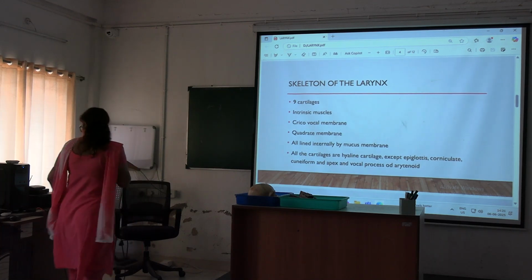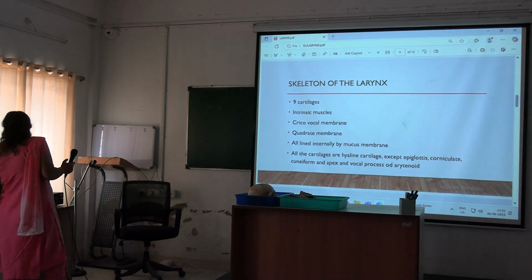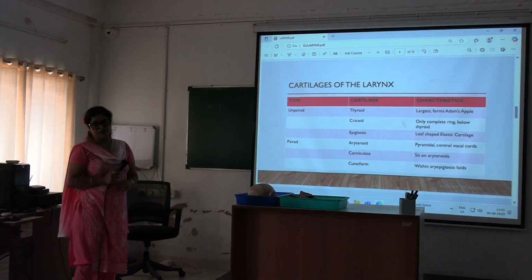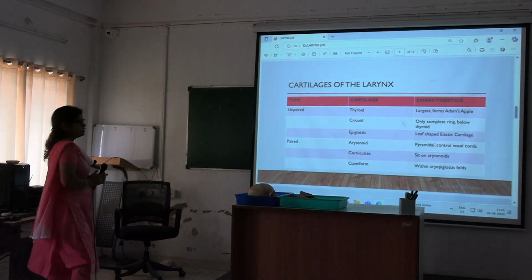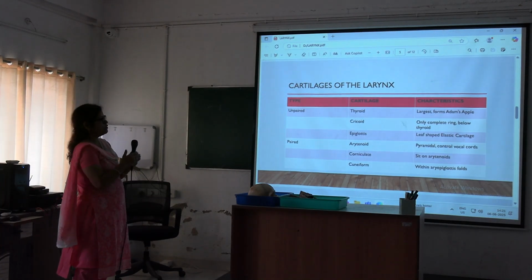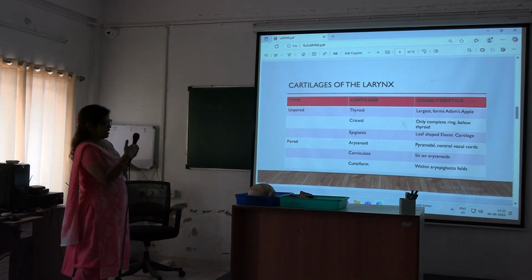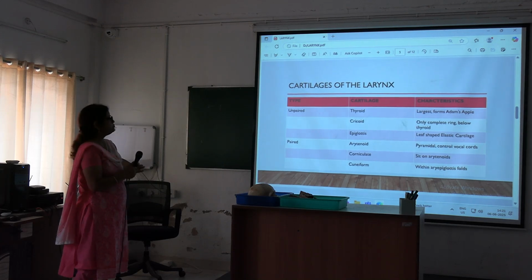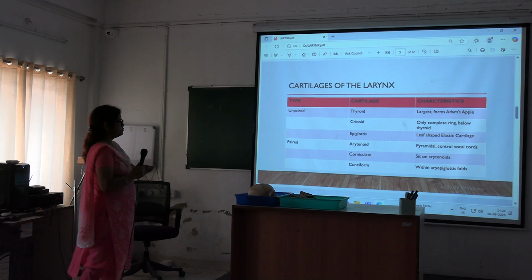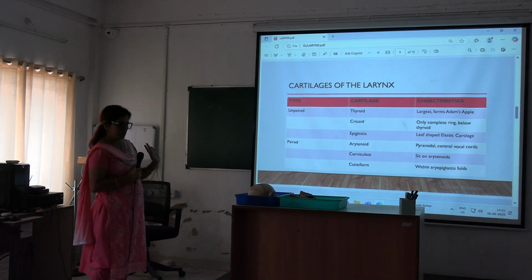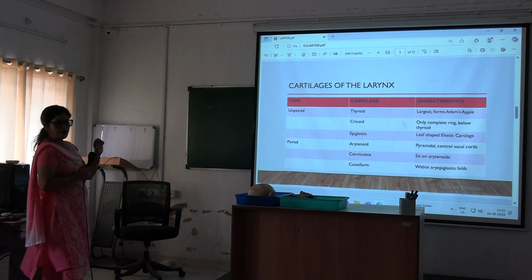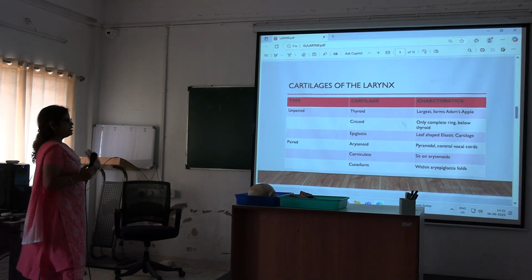Now to remember the 9 cartilages, 3 are unpaired and 3 are paired. Now what are the unpaired cartilages? First of all is the thyroid cartilage, which forms the Adam's apple, and they meet in an angle, that is the Adam's apple. Cricoid cartilage, which is a complete ring shaped cartilage, and epiglottis, you saw it. And paired cartilages are arytenoid, which is a pyramidal shaped cartilage, corniculate and cuneiform.